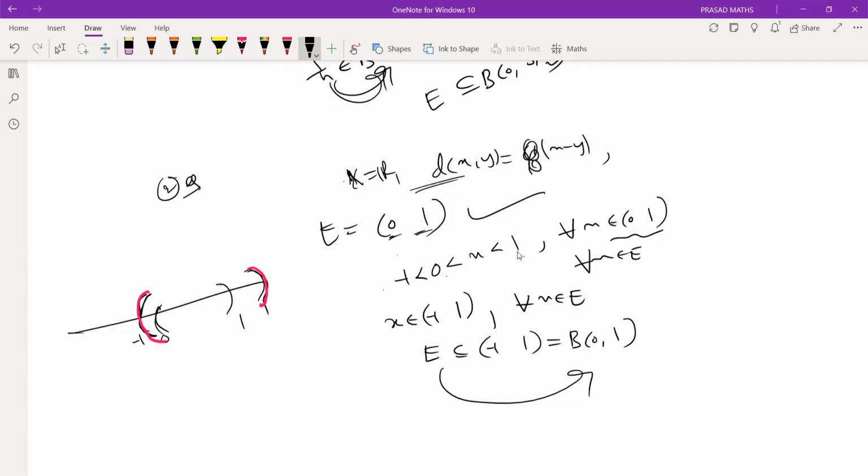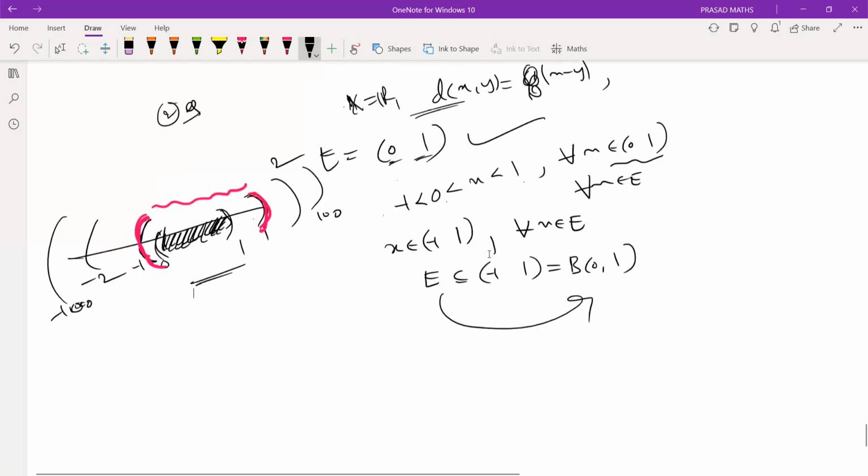This set is inside the red region. What is the red region? It's an open ball. My set is inside the open ball. You can also take -2 to +2, no problem. At least one open ball containing the set is enough. The set is inside at least one open ball. Of course, -100 to +100 is also fine. Yes or no? Therefore it is bounded. Is it clear? Okay, sir.